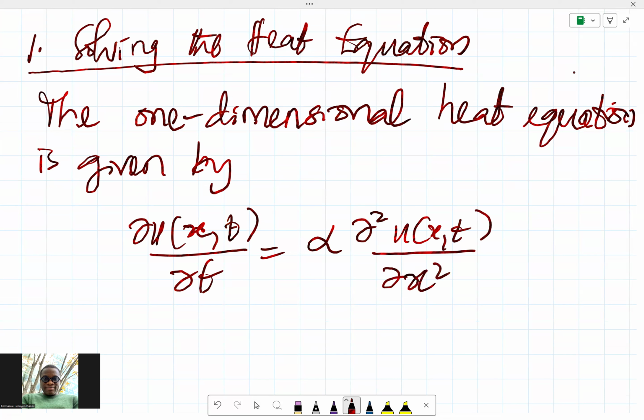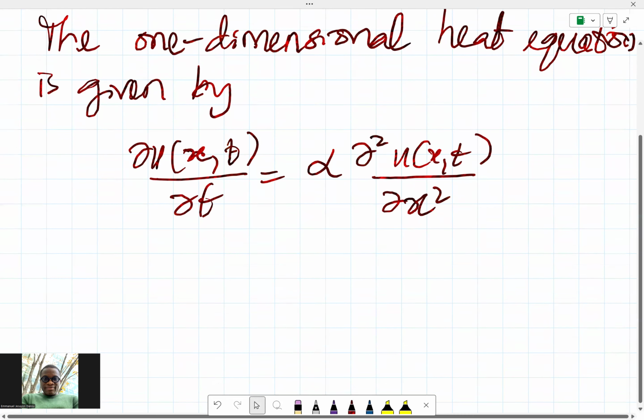This is a one-dimensional equation in the sense that in space we are talking about just the x dimension, no y and z. If it's two-dimensional, that'll be x, y. If it is three-dimensional, that'll be x, y, z. Here we just have space and time, and that is why it is a partial differential equation. A partial differential equation has more than one independent variable, here x for space and t for time. So the one-dimensional heat equation is given by this expression.